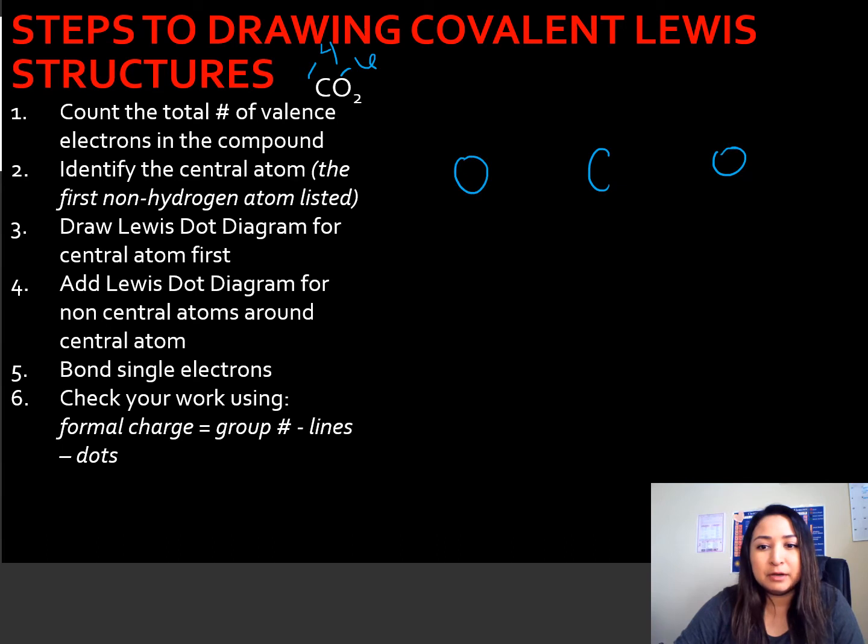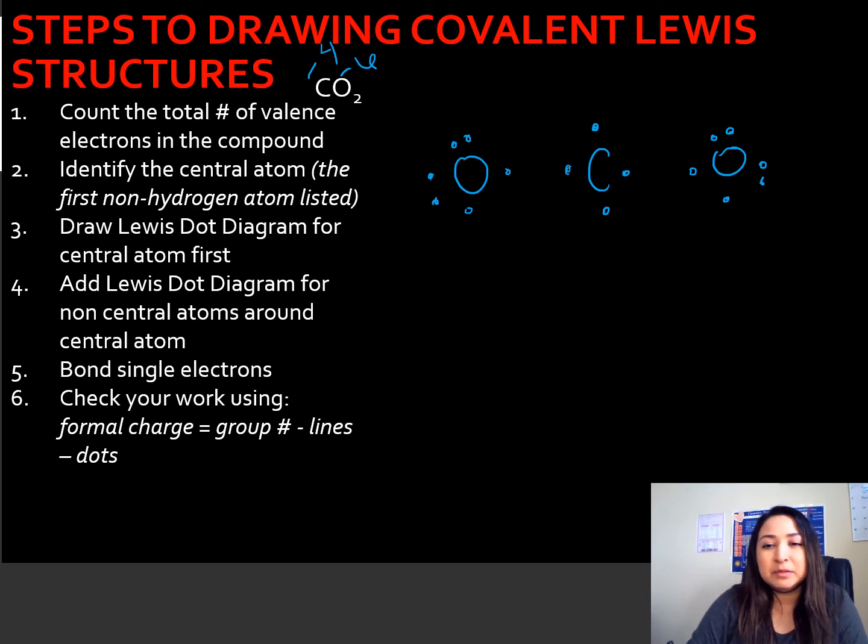And remember, we want to draw them kind of as far apart as possible because there's electrons around it and they're repelling each other. So carbon, we said, has 4 valence electrons. So 1, 2, 3, 4. Oxygen has 6. So 1, 2, 3, 4, 5, 6, and the same for the other oxygen. And if you notice, I like to leave the single ones facing the atom. Now, I already drew the Lewis dot diagrams for each of the atoms.